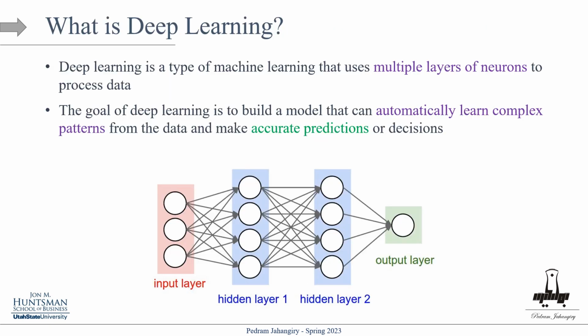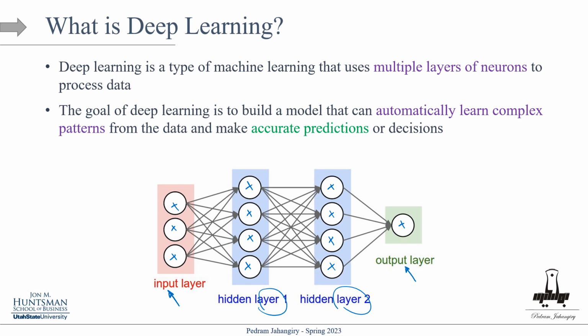Okay then, so what is deep learning? Deep learning is a type of machine learning that uses multiple layers of neurons. So what do we mean by neurons? So this is a neuron, this is a neuron, these are all neurons, right? And we have some inputs and outputs. So this is a very simple example of neural networks, right? There are multiple layers. So this is our layer number 1, layer number 2, and we have an input layer and an output layer.